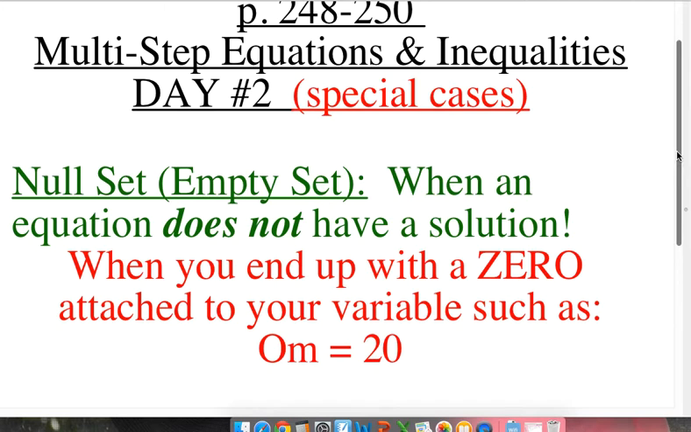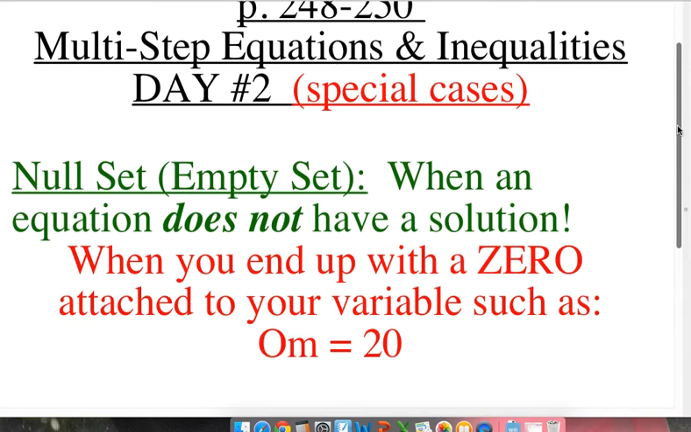So when you end up solving an equation and you get down to a situation like this, that 0 is attached to your variable, that means 0 is your coefficient, that is definitely no solution. There's no number that you can plug in for m that you're going to multiply by 0 and have an answer of 20. So that's called null set or empty set, or sometimes we even call it no solution. So we're going to be seeing some of those today.